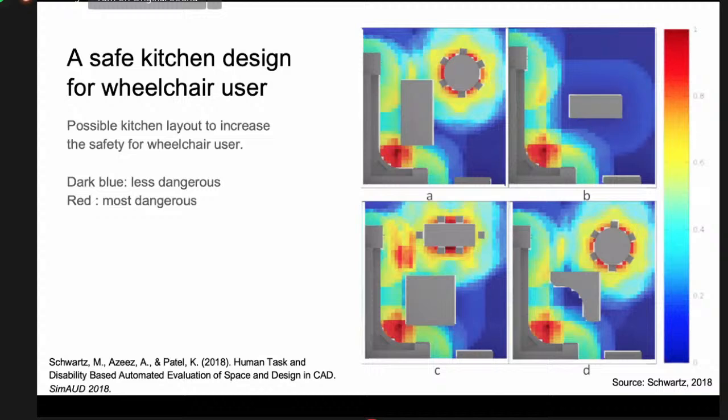It has 4 alternatives here, and they do the evaluation of the accessibility of that area for the wheelchair user. The dark blue one is the less dangerous area, and the red one is the most dangerous area. So that's the example that we can perform the evaluation of this accessibility.